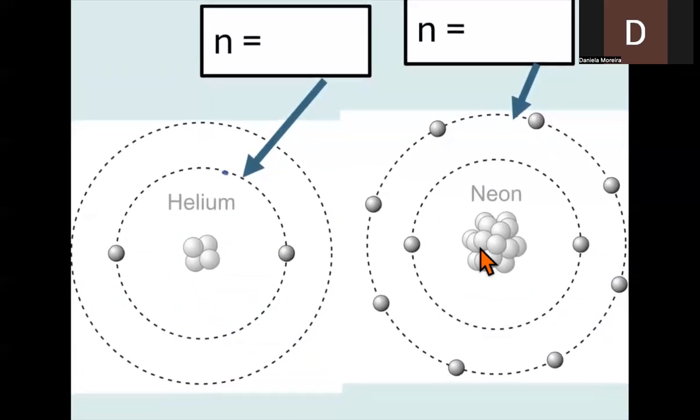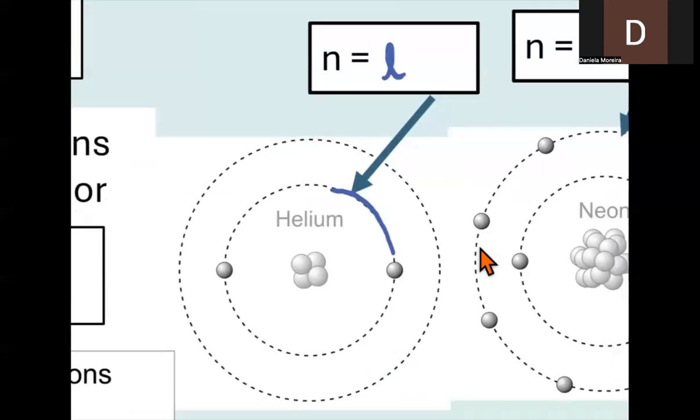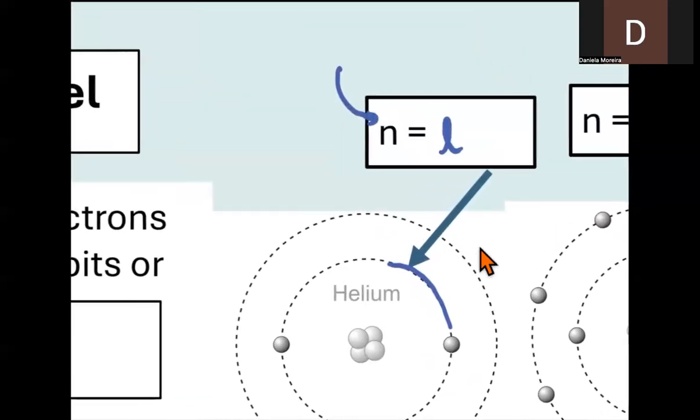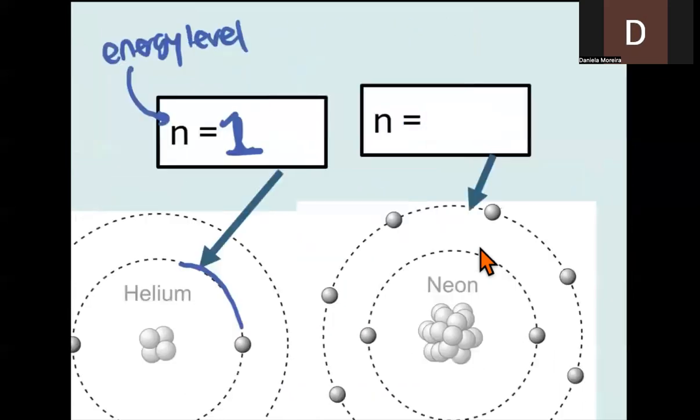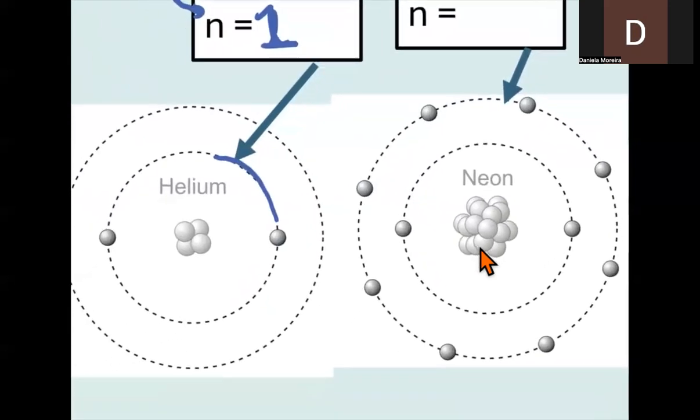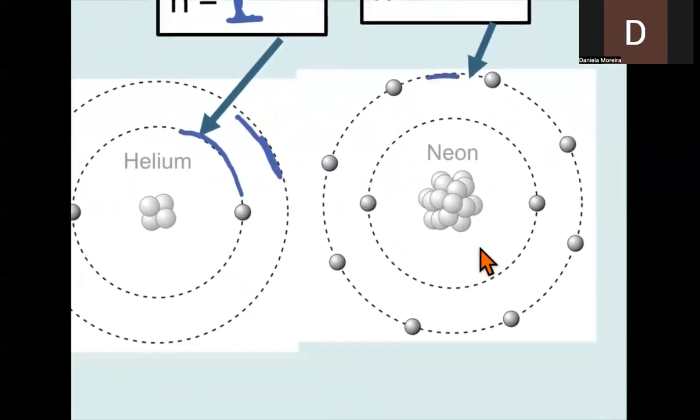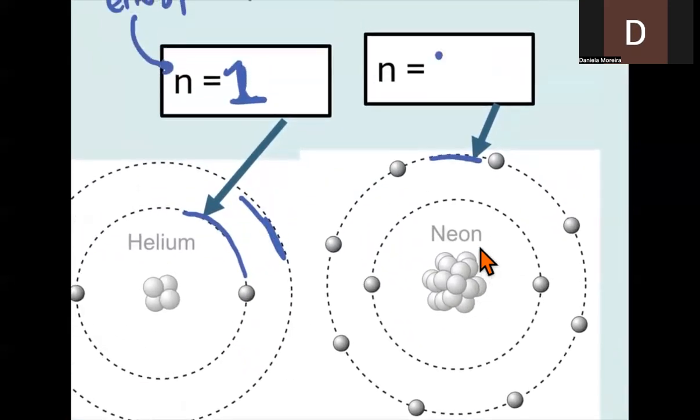The inner ring, we're going to call this energy level 1. And energy level is usually designated by an N. Energy level, and this is 1. I don't know why I wrote that as an L. And here, there are actually two rings. So here I'm notating it in the neon, N is equal to 2.